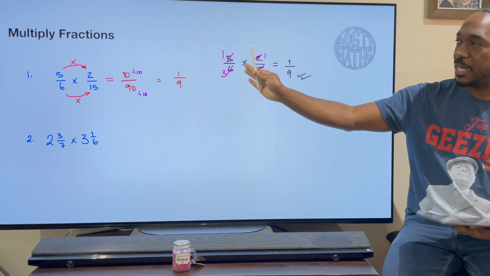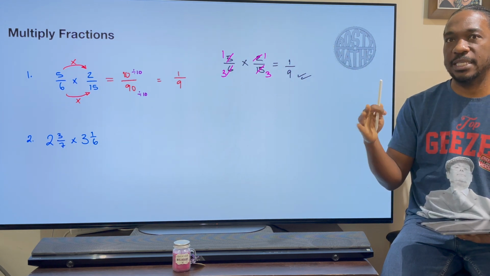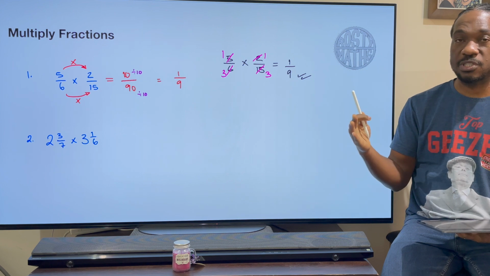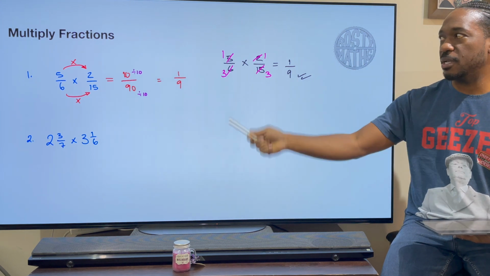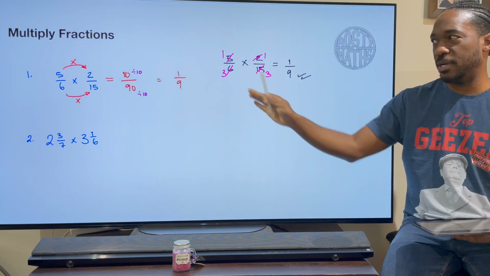But this is the method I tend to use, because especially when you get to like year 10, year 11, and you start doing algebraic fractions, I find this method most useful. So I tend to practice it now, okay?